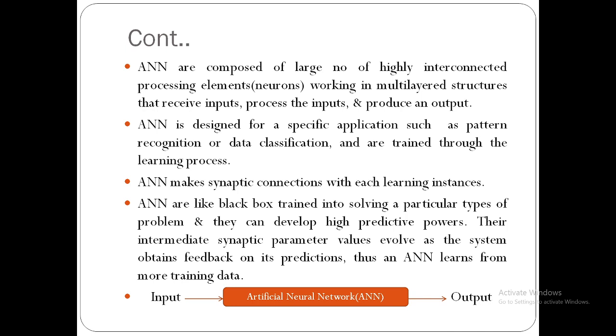ANNs are like a black box trained to solve particular types of problems, and they can develop high predictive powers. Their intermediate synaptic parameter values evolve as the system obtains feedback on its predictions. Thus the ANN learns from more training data sets.